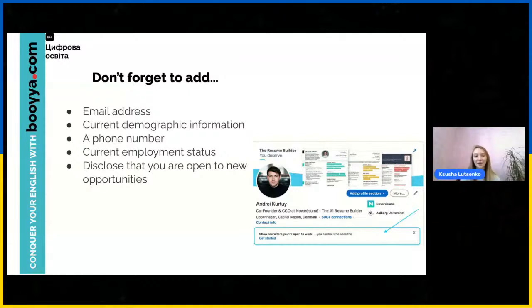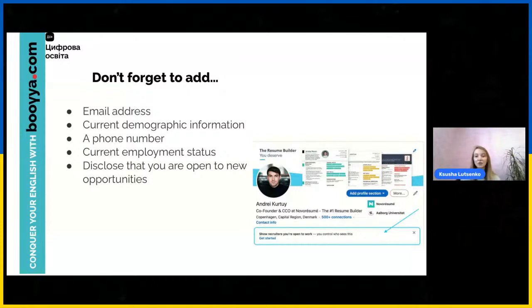So it's really important to add your email address and the phone number, and current demographic information, or the place where you're currently living. Many people relocate these days. Many people are refugees. So it's necessary to mention where you're living, where you're currently staying, so people know if you are able to work offline.